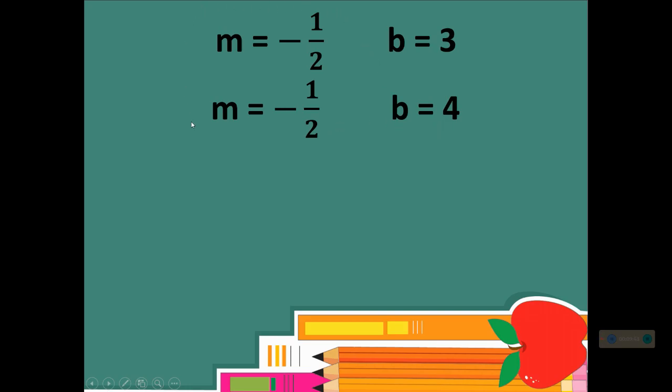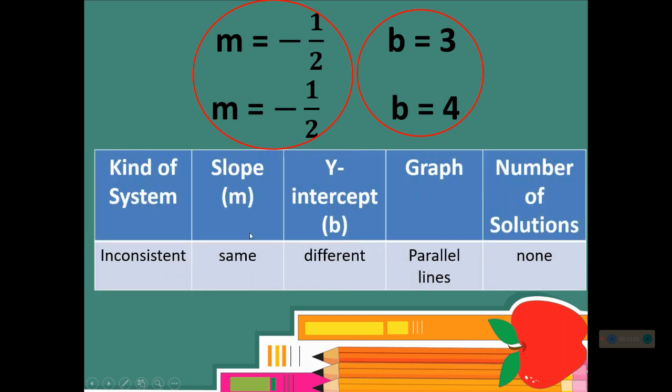So how can you describe the values of our m? Yes, they are the same. How about the values of our b? Yes, they are different. So by simply observing the values of m and b, if the slopes are the same and if the y-intercepts are different, the kind of system will be inconsistent, the kind of graph will be parallel lines, and there will be no solution. Okay, do you follow?